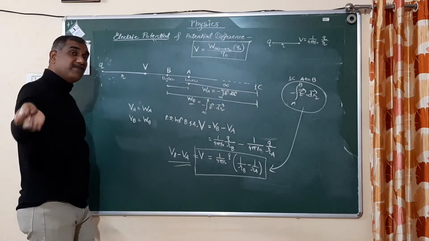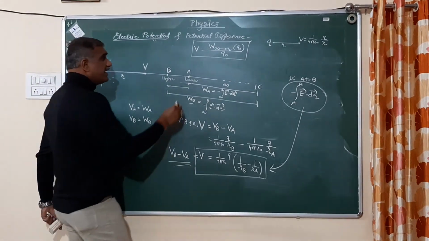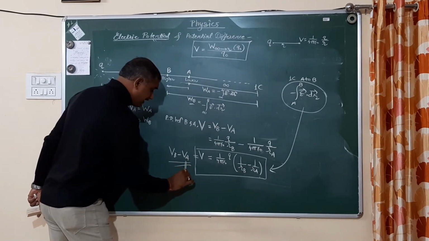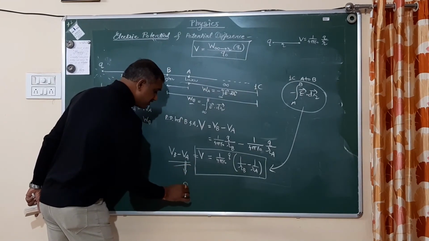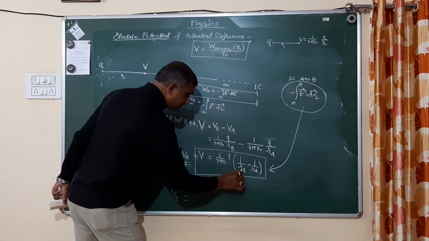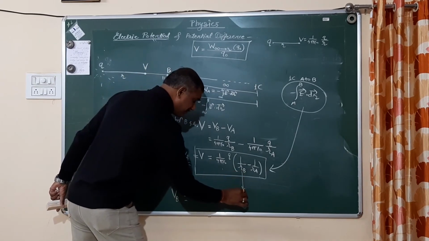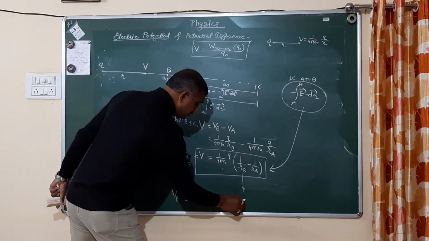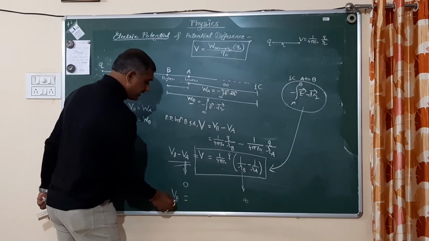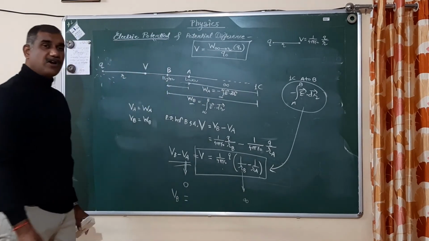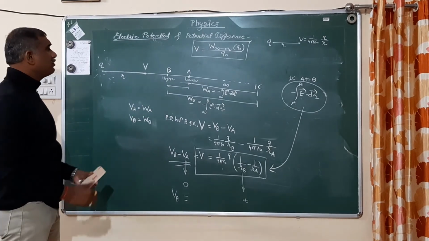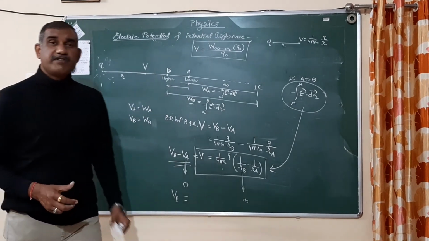Again you apply the same constant that we have already studied. If the point A is at infinity, the potential at A will be considered as 0. Then VB is again equal to 1 upon 4 pi epsilon 0, and the radius at B is infinite, and 1 upon infinite is equal to 0, and the result becomes 1 upon 4 pi epsilon 0 Q divided by RA. This way you can also find out the potential difference between 2 points.